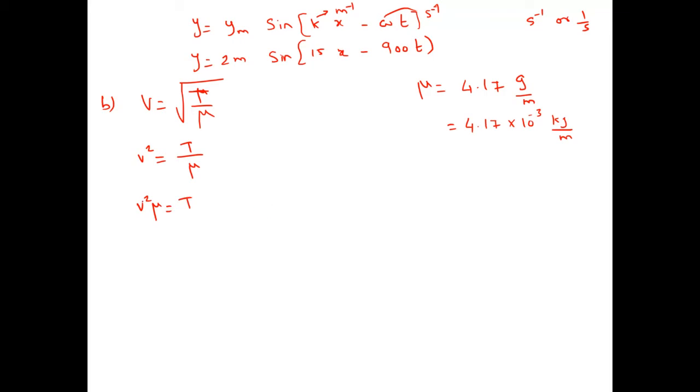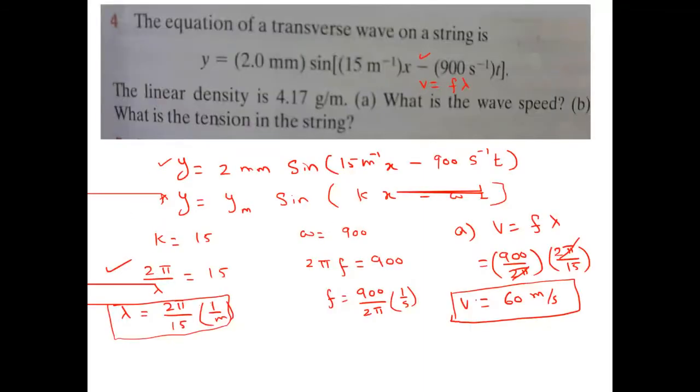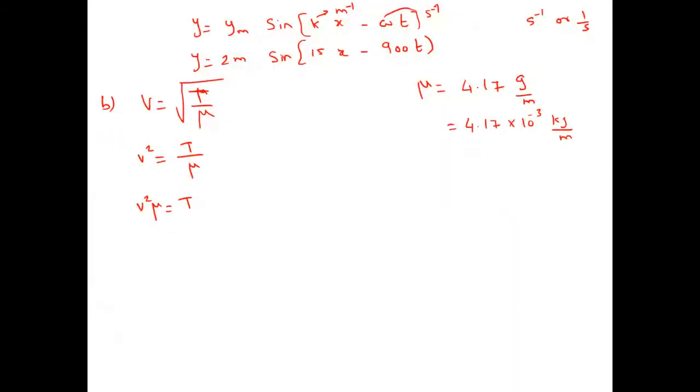Now we directly substitute the value, because the value of V we already found in the first question as 60 meter per second. Therefore, T is equal to 60 squared multiplied by mu, which is already given in the question as 4.17 multiplied by 10 to the power of minus 3. When you multiply, you will get the value of the tension as 15, and the unit is Newton. Clear?